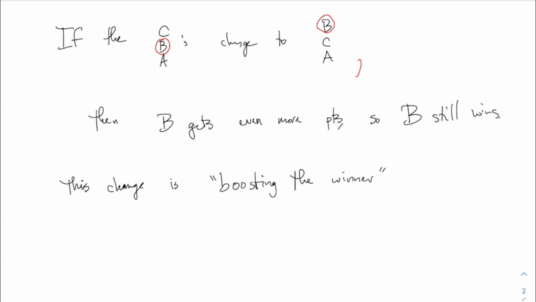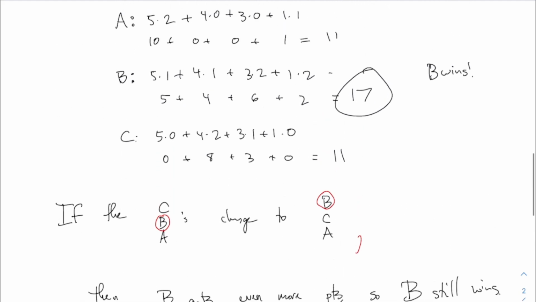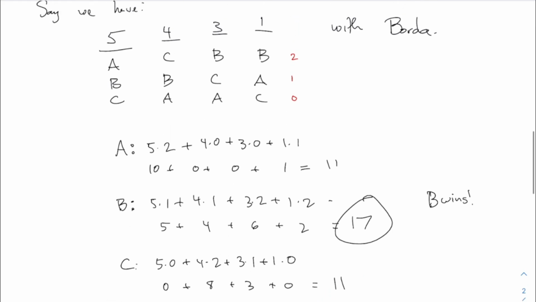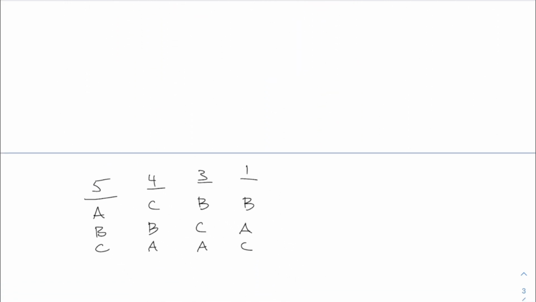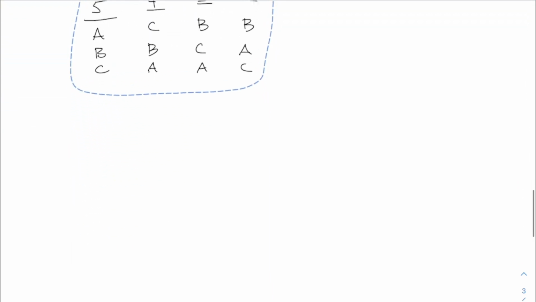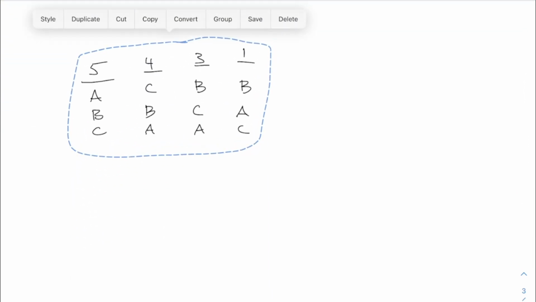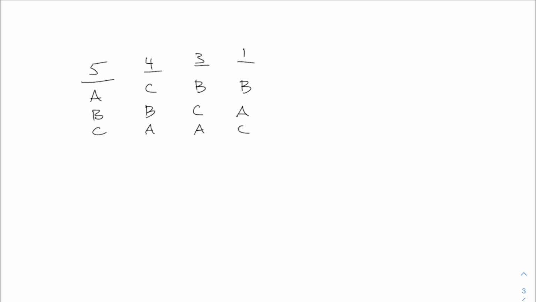Okay, check it out though. I would like to look at this same example that was using the Borda, right? I want to look at this same example. I hope you don't mind if I just copy it over here. All right, same example here, but I would like to do this using ranked choice.